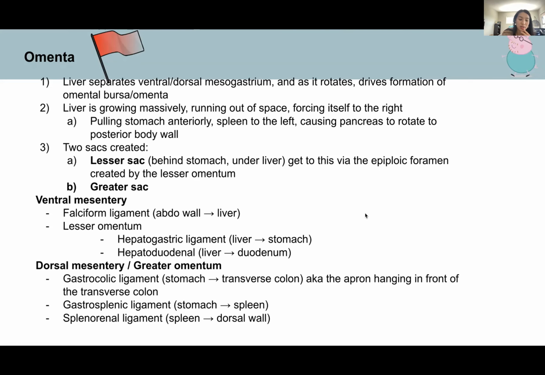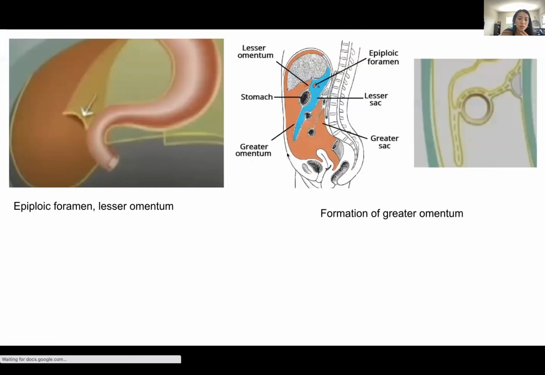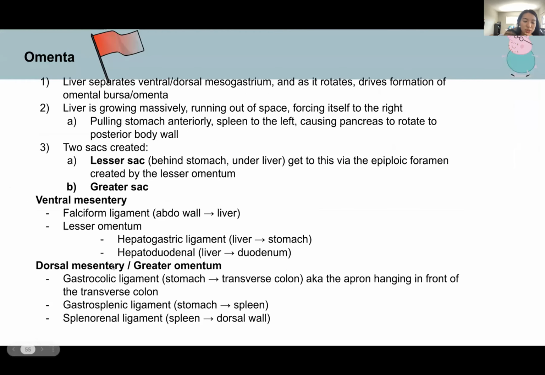And that's where we do this. We'll talk about it later, but this is where it is. Okay, so this is where the hepatogastric ligament would be here, and then the hepatoduodenal is here. So they're merged together here. And then the dorsal mesentery forms the greater omentum.